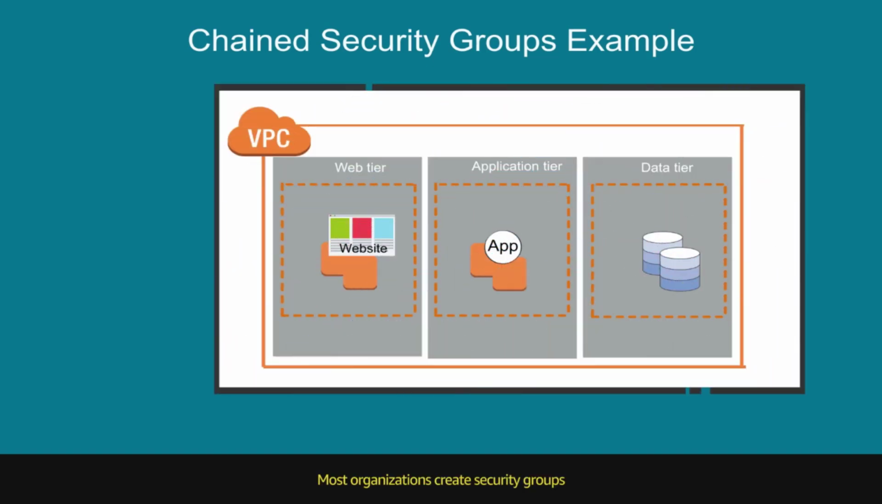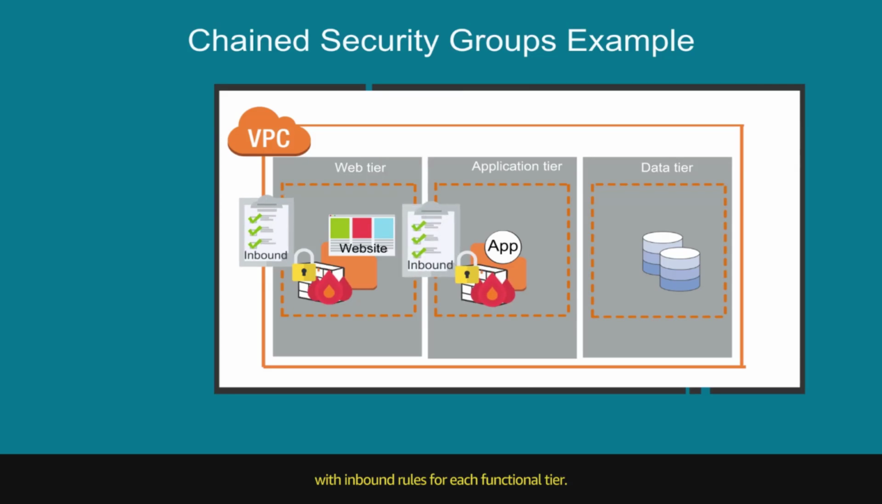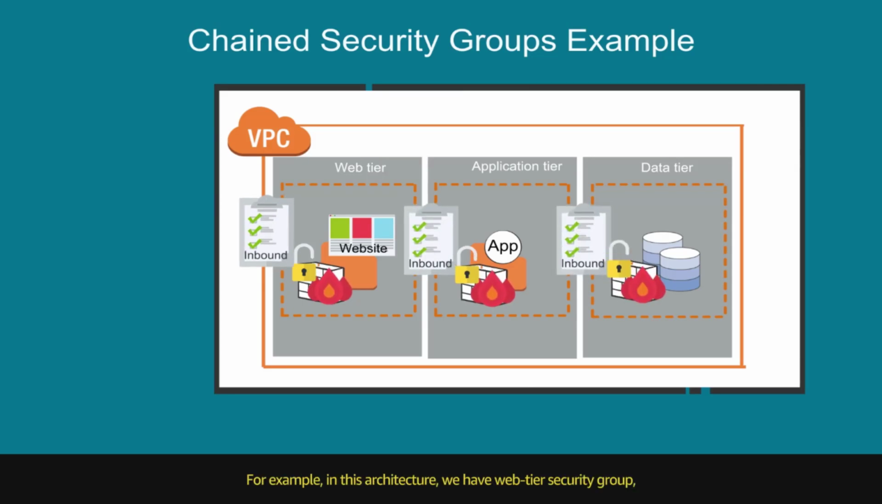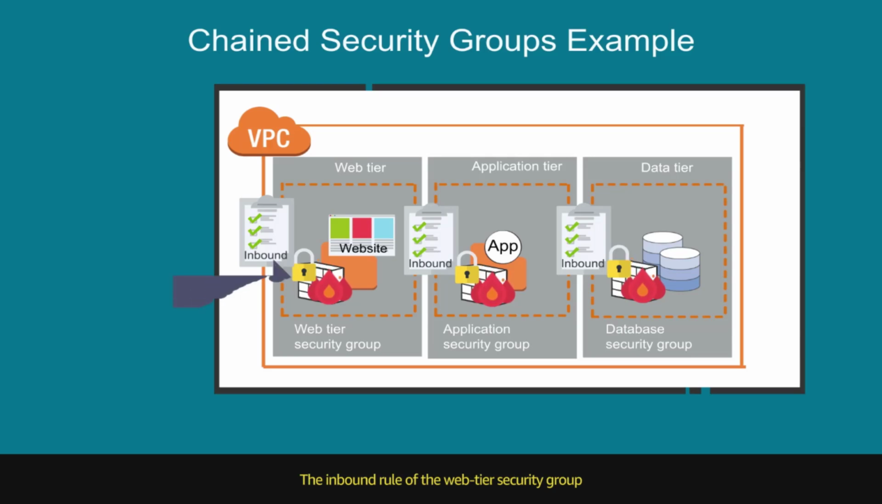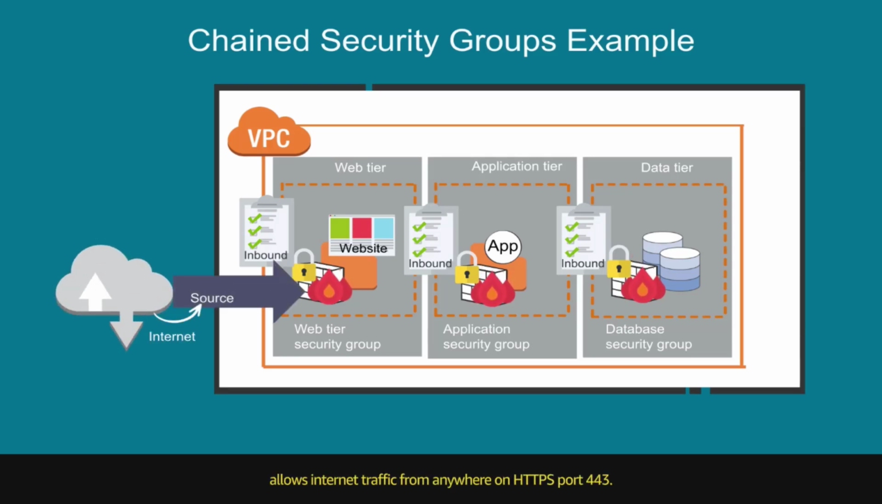Most organizations create security groups with inbound rules for each functional tier. For example, in this architecture, we have web tier security group, application security group, and database security group in each tier. The inbound rule of the web tier security group allows internet traffic from anywhere on HTTPS port 443. At the application tier, the inbound rule of the application security group only allows traffic from the web tier security group on HTTP port 80.